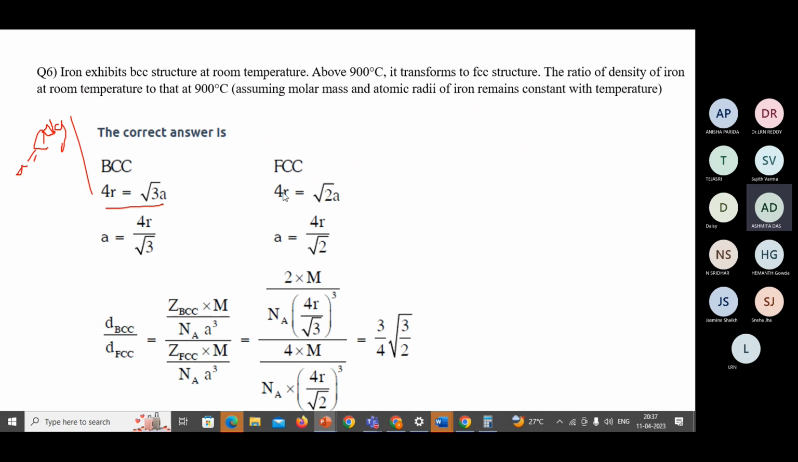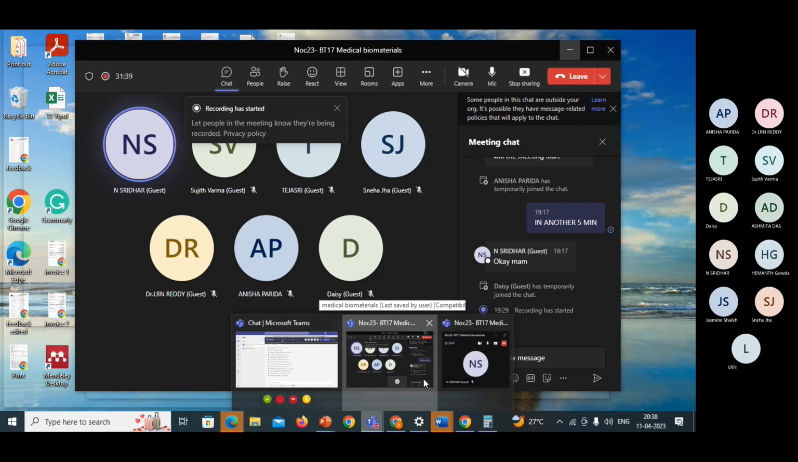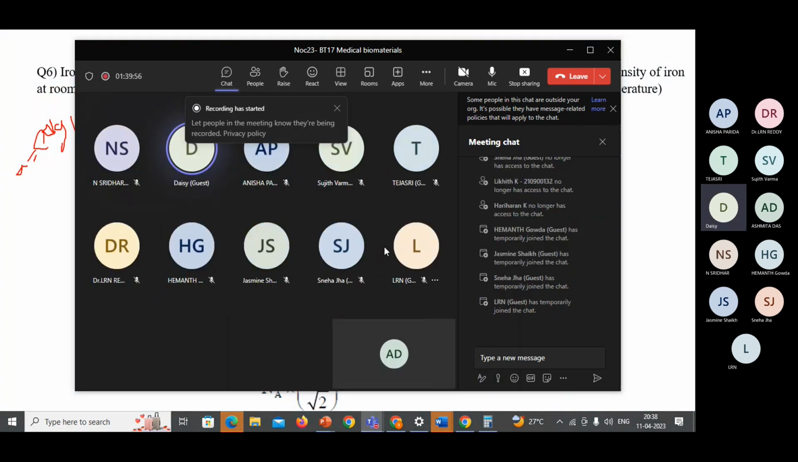For FCC, it comes as 4r equals root 2a. So from there, we can find the edge length: a equals 4r divided by root 3 for BCC, and 4r divided by root 2 for FCC. This part is clear to all? Excuse me, is this clear to all? Please reply. Yes, ma'am.